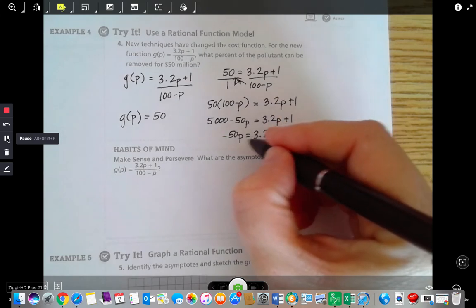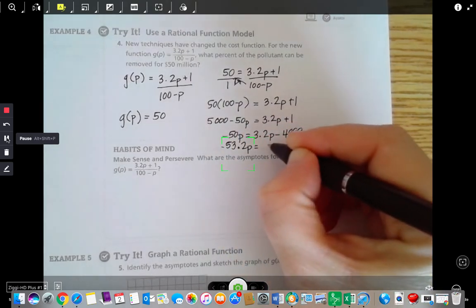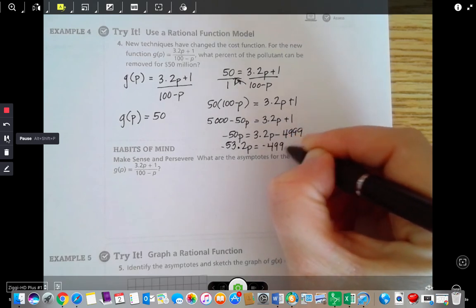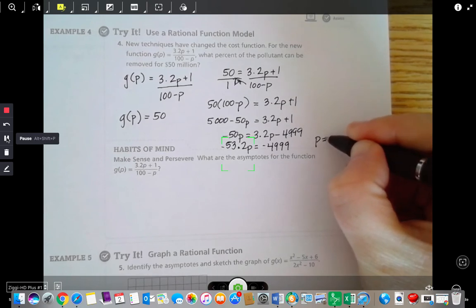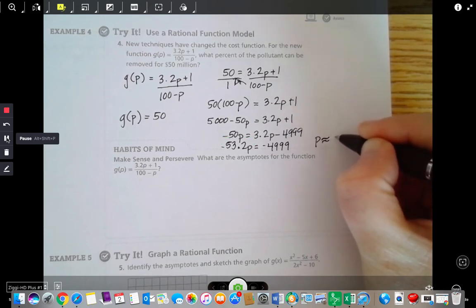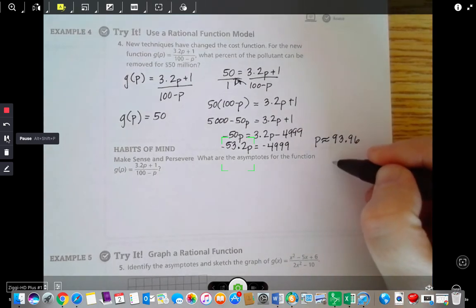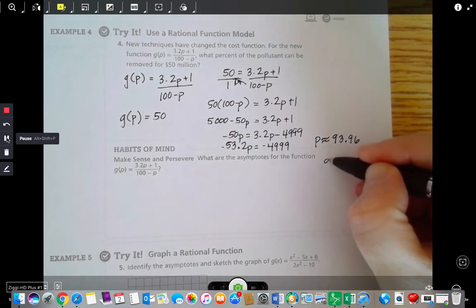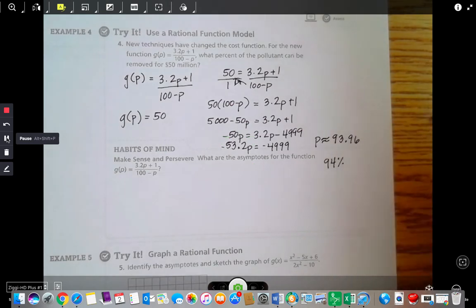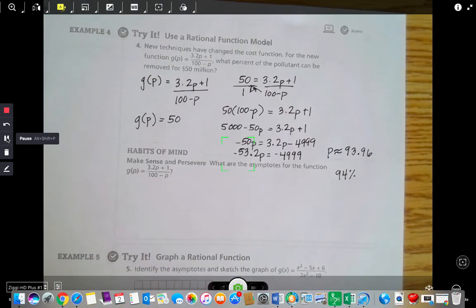Subtract 3.2P to get negative 53.2P is equal to negative 4,999. So that means P equals approximately 93.96. If we were to round to the nearest whole number, that would be about 94% of the pollutant could be gone with $50 million of that city, or whatever it is.